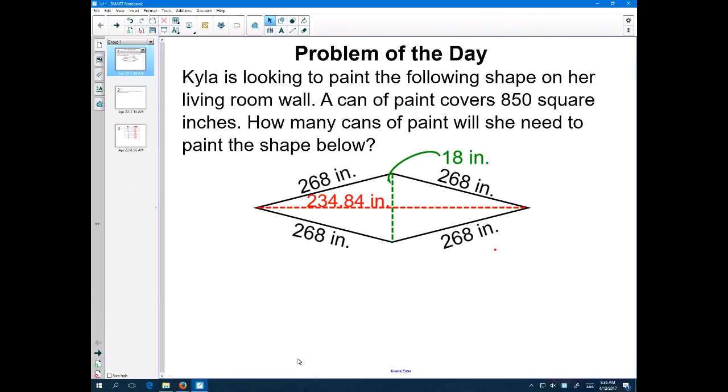So, Elijah, first step. 68. 168. 268. No. Find the area of a triangle. We need to know the base and the what? What's the base? 18. If 18 is the base, what's the height going to be?